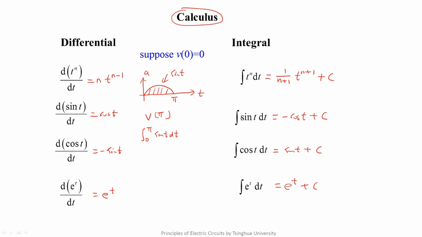The integral of sine t equals minus cosine t, so it equals minus cosine t, and the limits of the integral are from 0 to pi. Then it equals cosine 0 minus cosine pi, which equals 2. Then we know the speed of an object with such acceleration at t equals pi is 2.